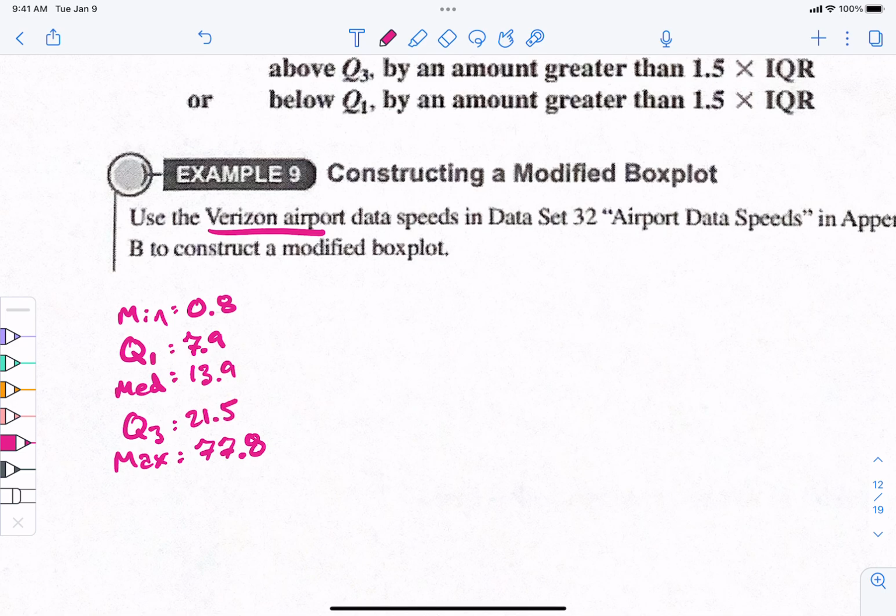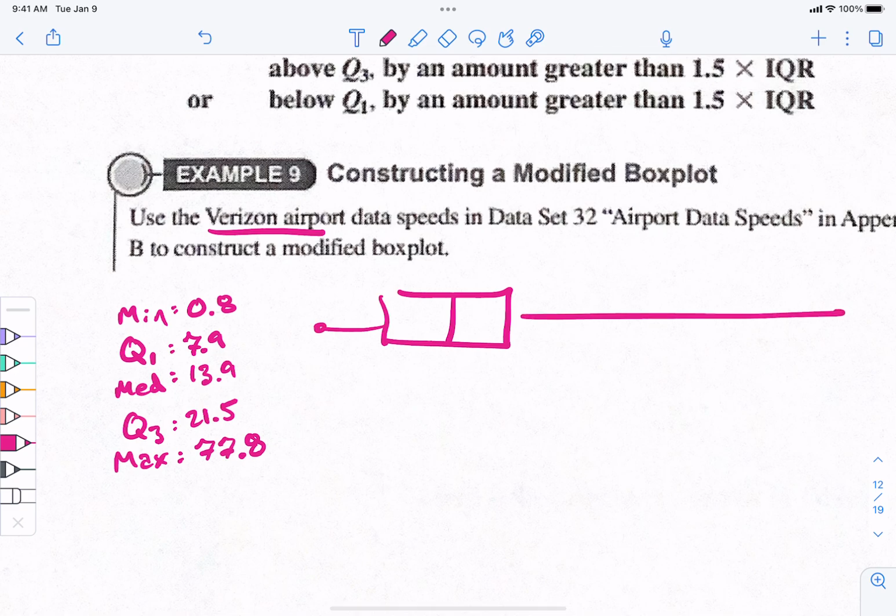All right. So when I did my box and whisker plot, here's what it looked like, right? Something like that. This is my min. My Q1 was here. My Q3 was here. And my max was here. And this is my median. Okay. All this stuff, right?